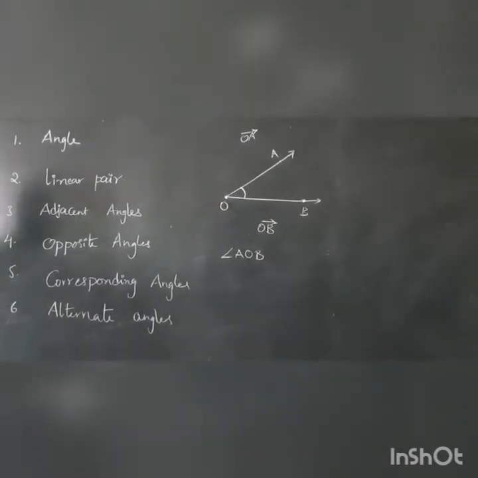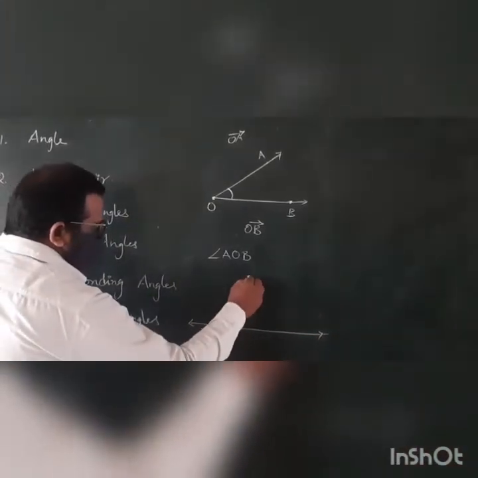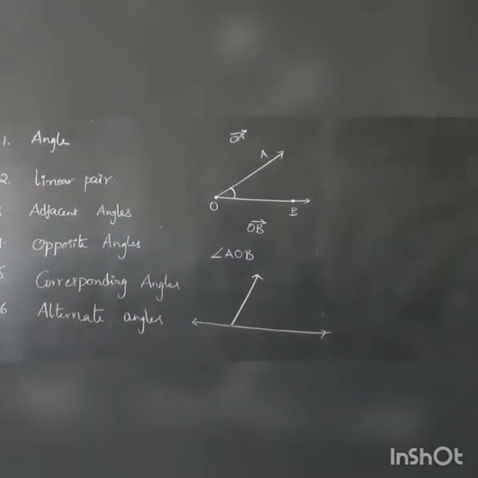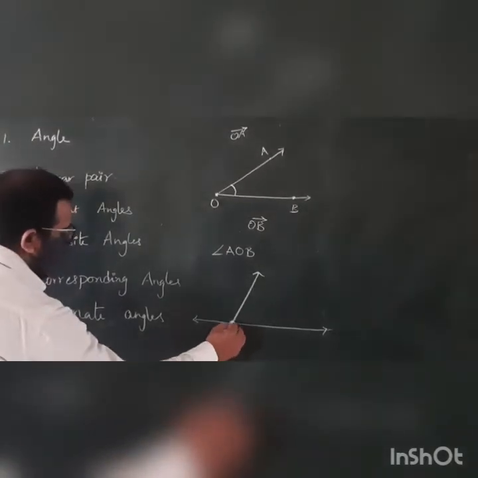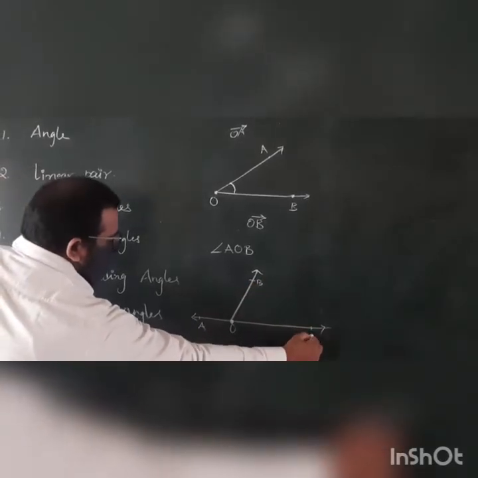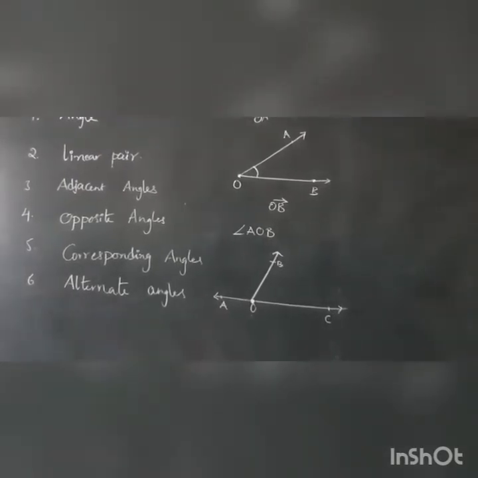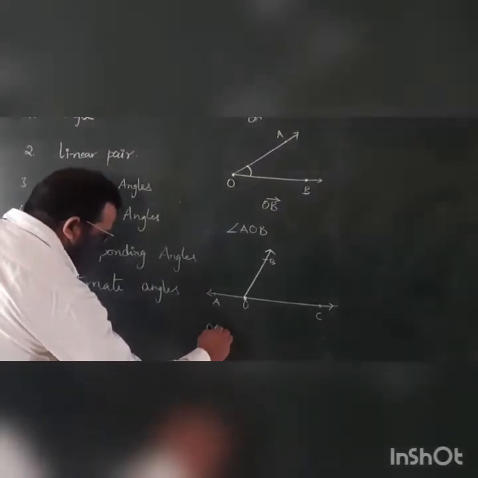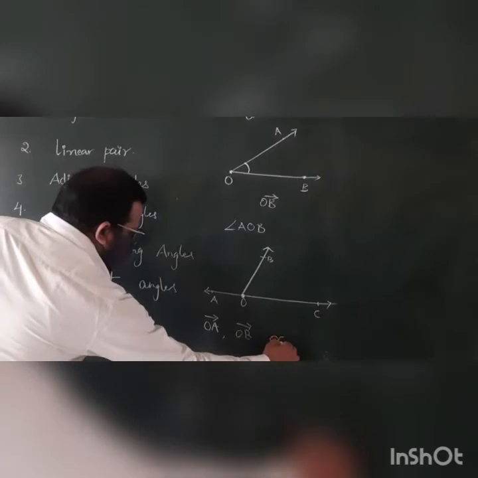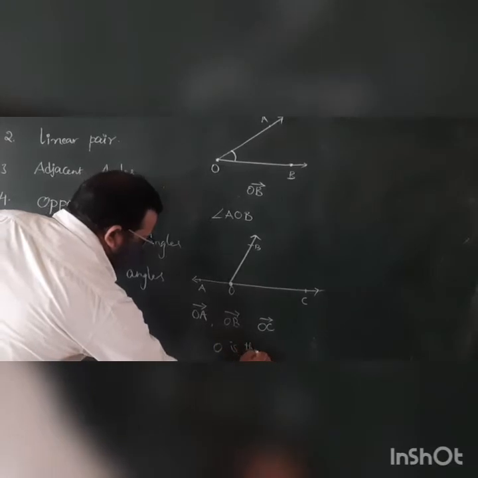Okay. Now let us take a line like this. If I take another ray, here you can see how many rays? OA, OB, OC. Here we can see 3 different rays from a common vertex. What are the rays here? OA is one ray, OB is another ray, and OC is another ray. And the common vertex is O.